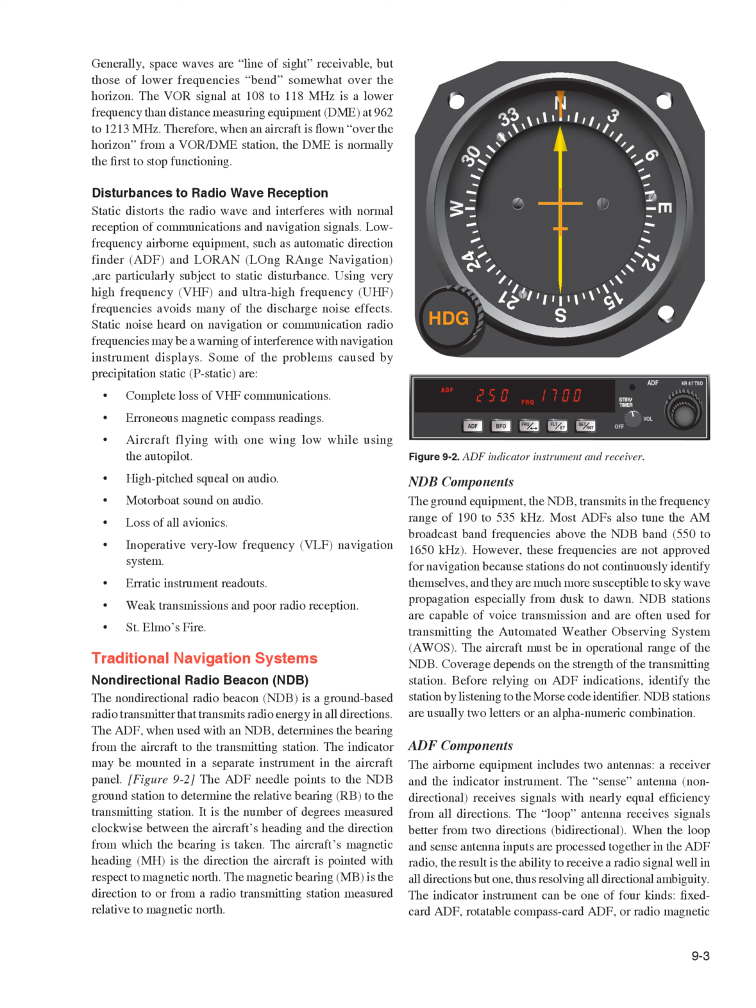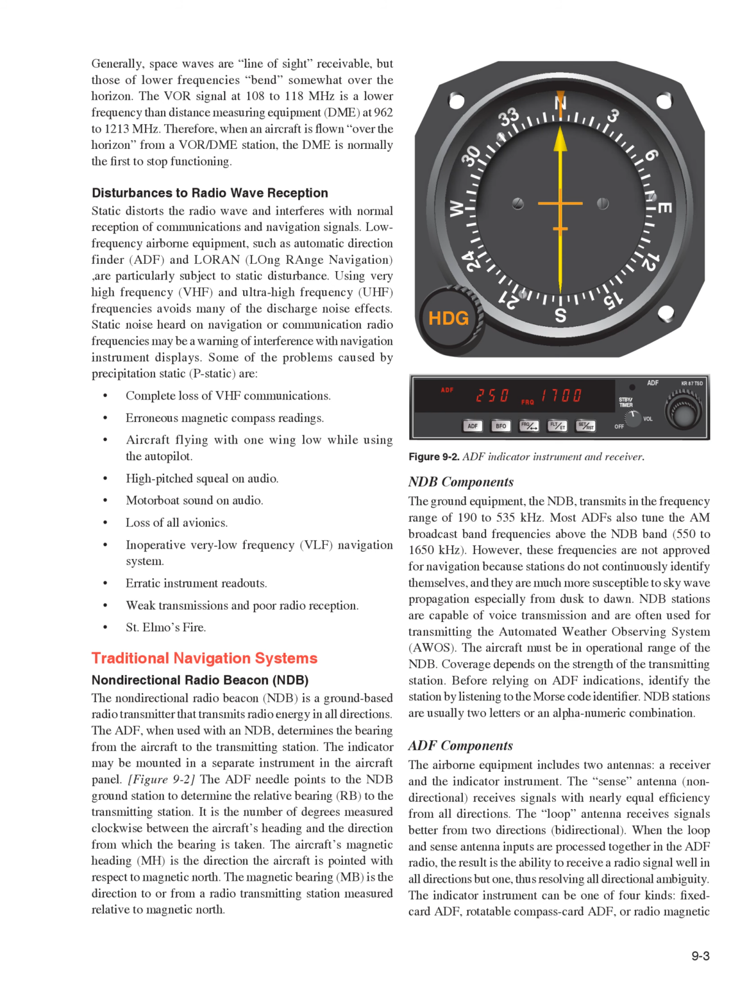Traditional navigation systems. Non-directional radio beacon, NDB. The non-directional radio beacon (NDB) is a ground-based radio transmitter that transmits radio energy in all directions. The ADF, when used with an NDB, determines the bearing from the aircraft to the transmitting station. The indicator may be mounted in a separate instrument in the aircraft panel. Figure 9-2. The ADF needle points to the NDB ground station to determine the relative bearing, or RB, to the transmitting station.